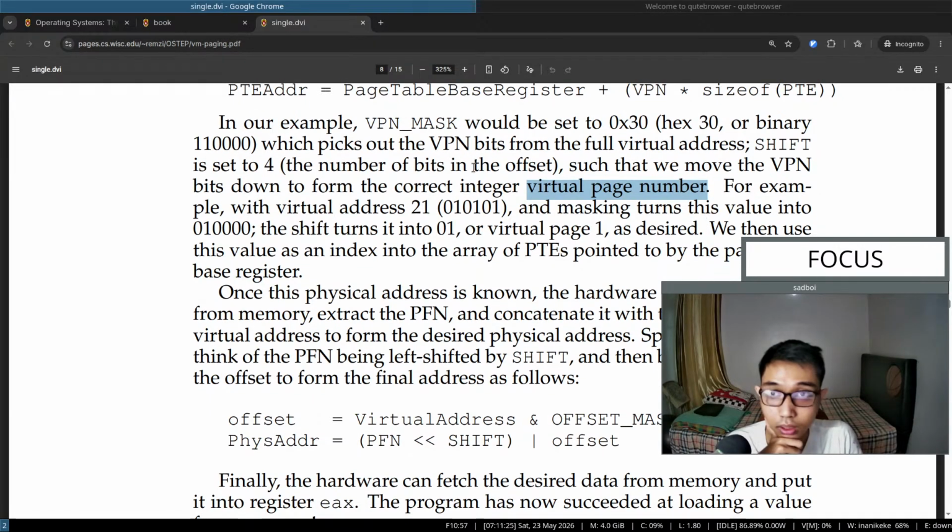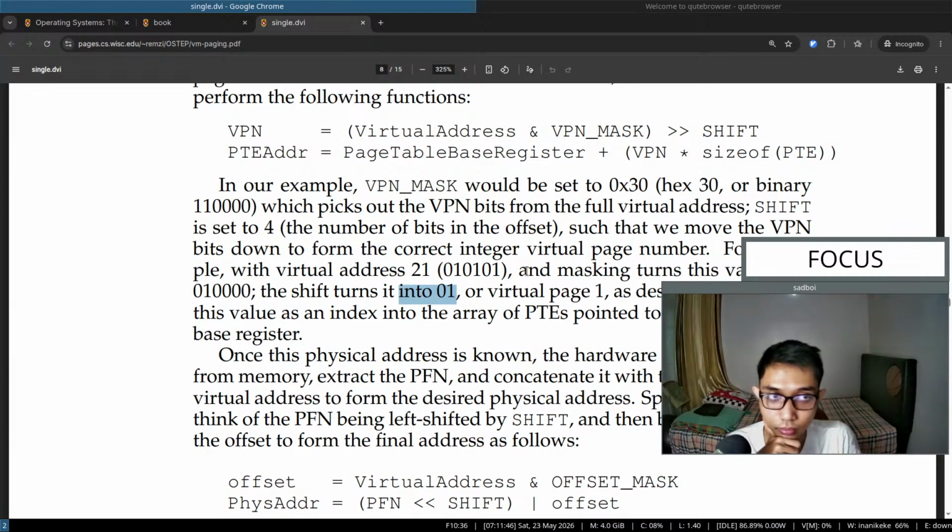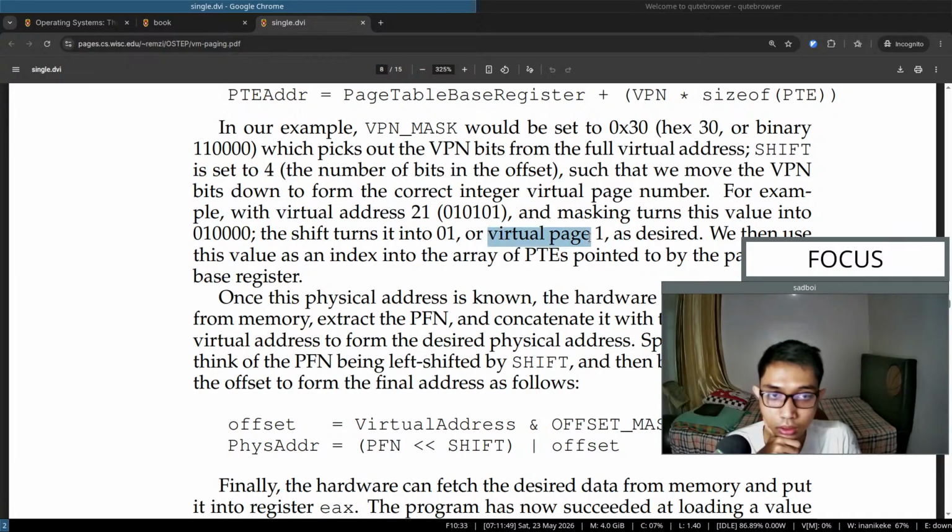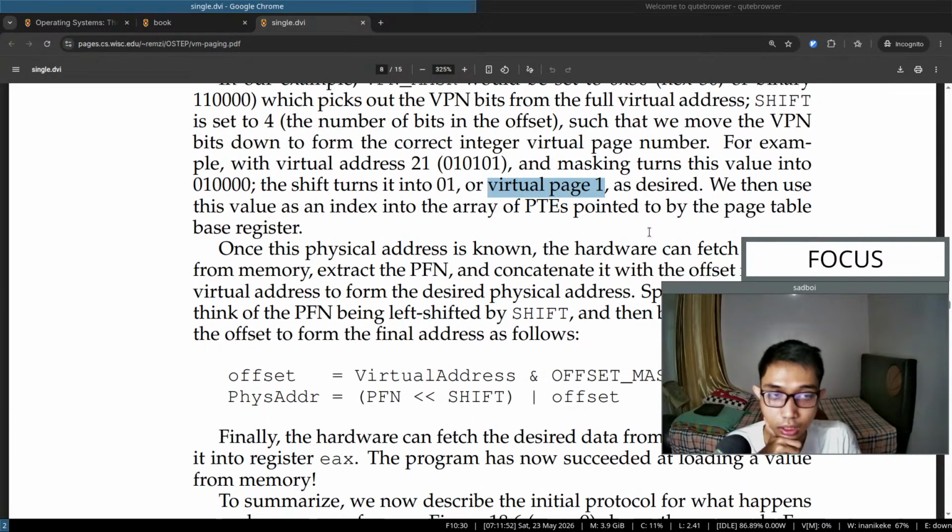Okay, for example, with virtual address 21, right, this one, the masking turns this value into this one, and the shift turns it into this one. Oh, okay, right. Or virtual page 1, as desired. We then use this value as an index into the array of page table entries pointed to by the page table base register.